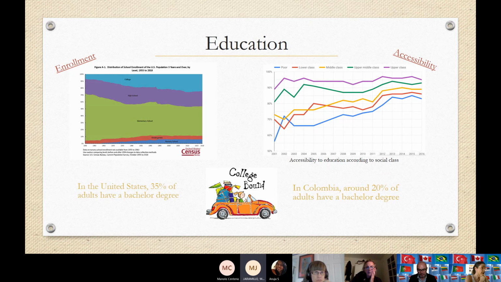Also, in the US, you see more people having bachelor degrees. Around 30% of the adults have a bachelor degree, which I think could be more. That's my personal opinion, because it's so accessible. In Colombia, only around 20% of adults have a bachelor degree.